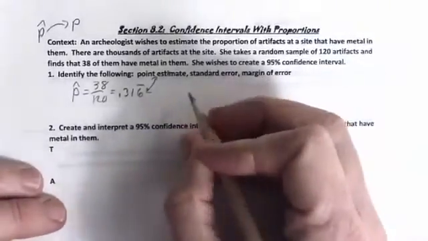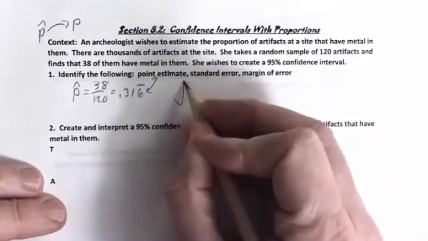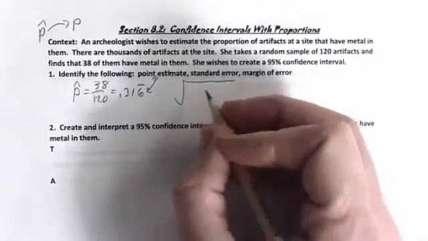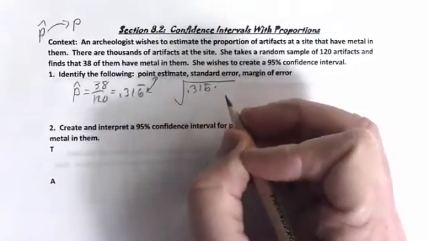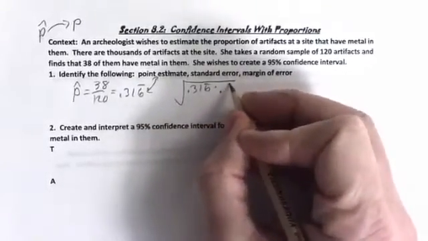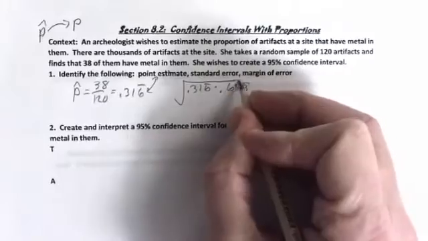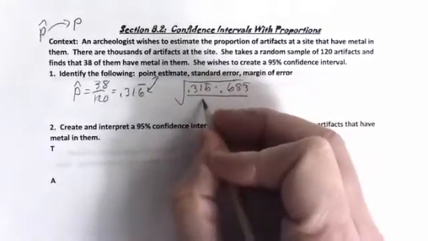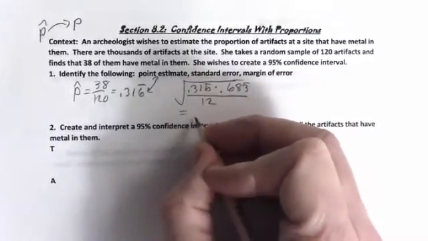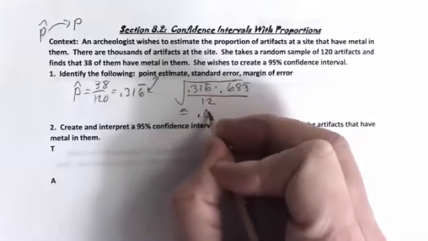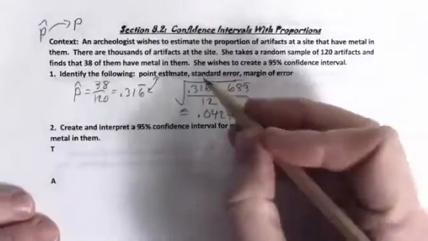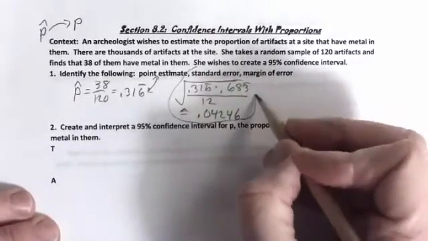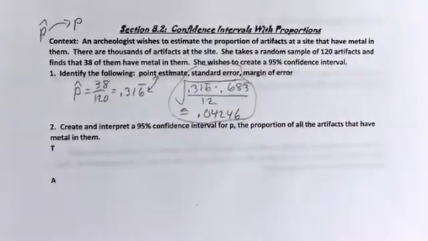In this case, that is going to be the square root of 0.316 repeating times 1 minus that, and 1 minus that would be 0.683 repeating, divided by our sample size of 120. That is equal to approximately 0.04246. So that's our standard error right there. That could certainly be asked of you, as could all of this.